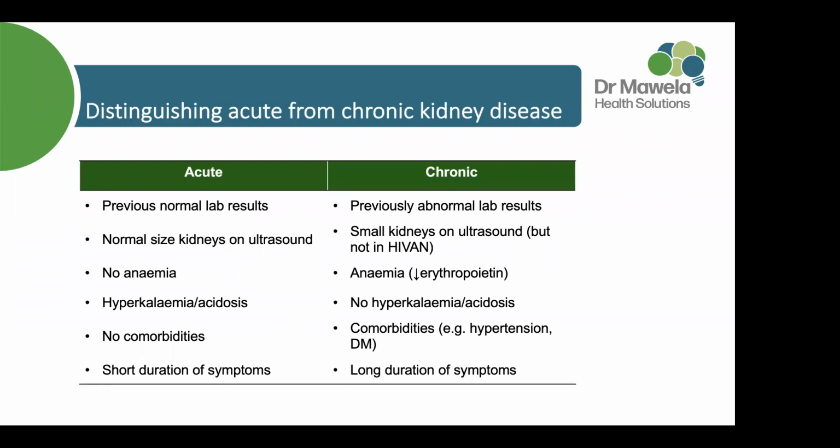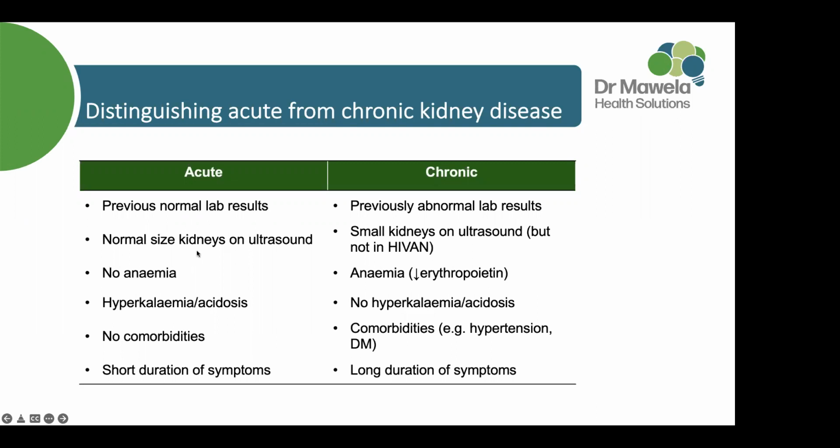So how do you differentiate between acute and chronic renal disease, right? If it's a known patient and previously their creatinine clearance and eGFRs were normal, the urine was normal, and suddenly today it is abnormal, most likely you are dealing with acute kidney injury versus chronic kidney injury, right?